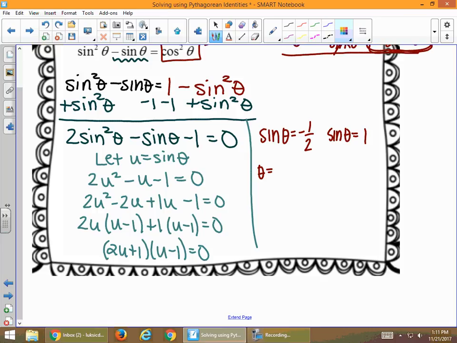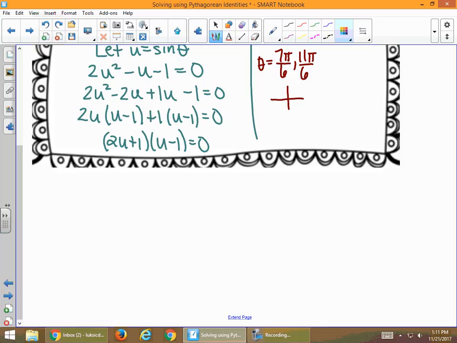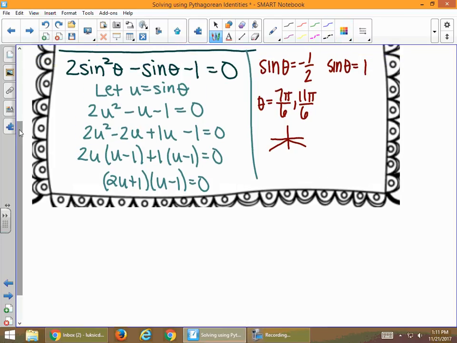Yep. Quadrants 3 and 4, so 7 pi over 6 and 11 pi over 6. Remember, we need to write those little equations so we get all the rotations around the unit circle. If it helps you to figure out whether you need to do plus pi k or plus 2 pi k, do your little diagram. 7 pi over 6 and 11 pi over 6 don't make a straight line. So we're going to write our two solutions separately. We're going to do theta equals 7 pi over 6 plus 2 pi k, and theta equals 11 pi over 6 plus 2 pi k.